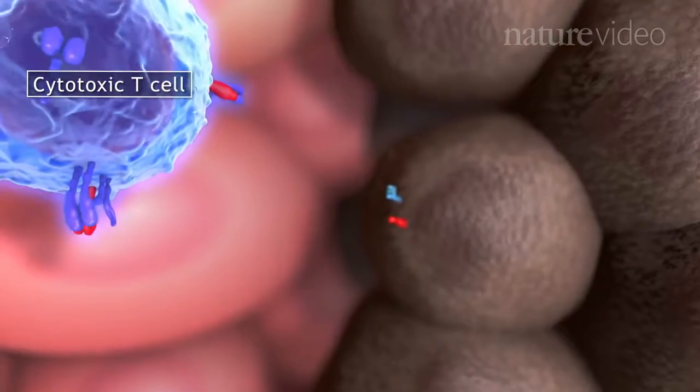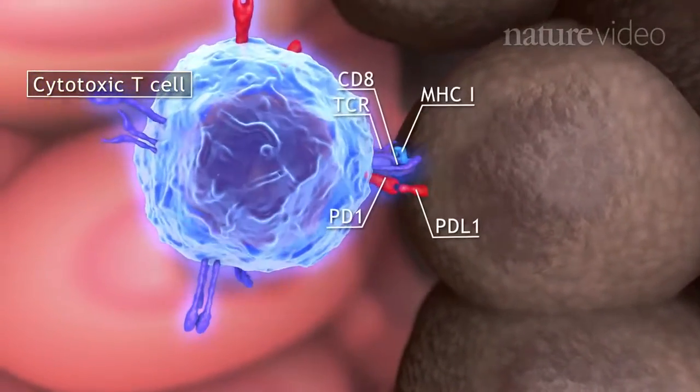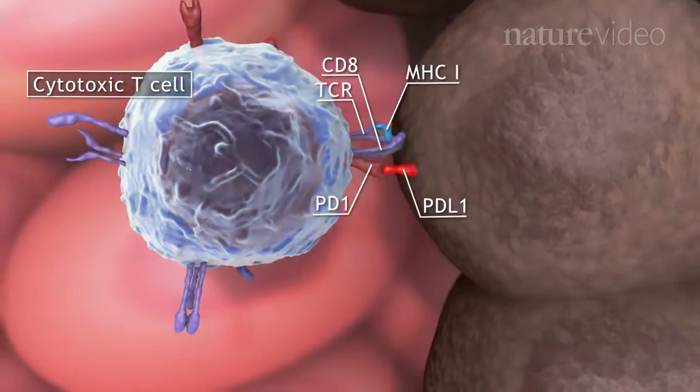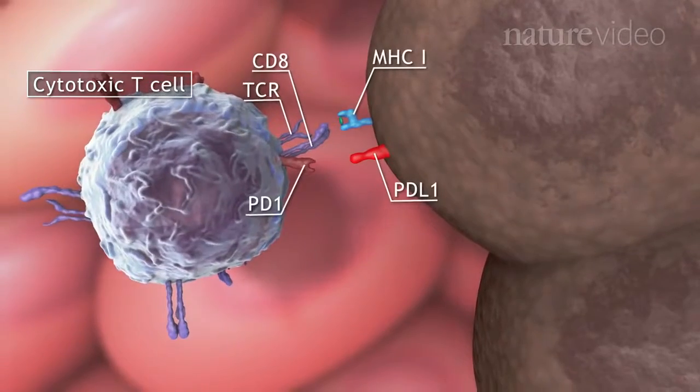Some tumour cells actively suppress T cells by expressing inhibitory molecules such as PD-L1. PD-L1 binds to the PD-1 receptor on T cells and deactivates them. This is an immune checkpoint.